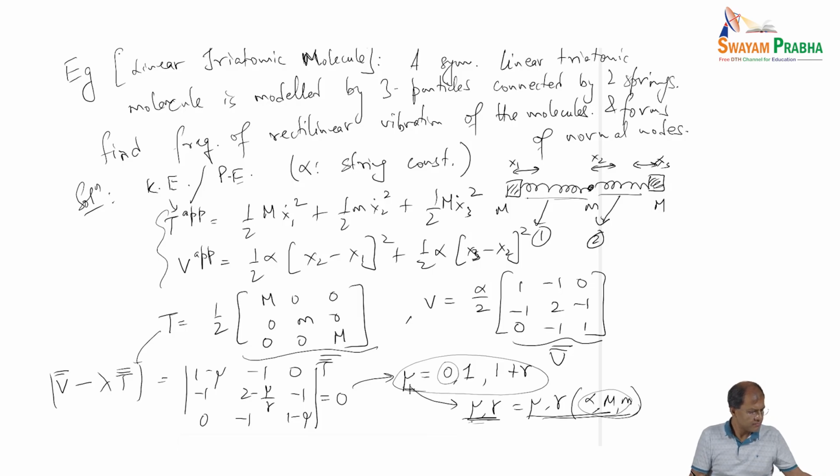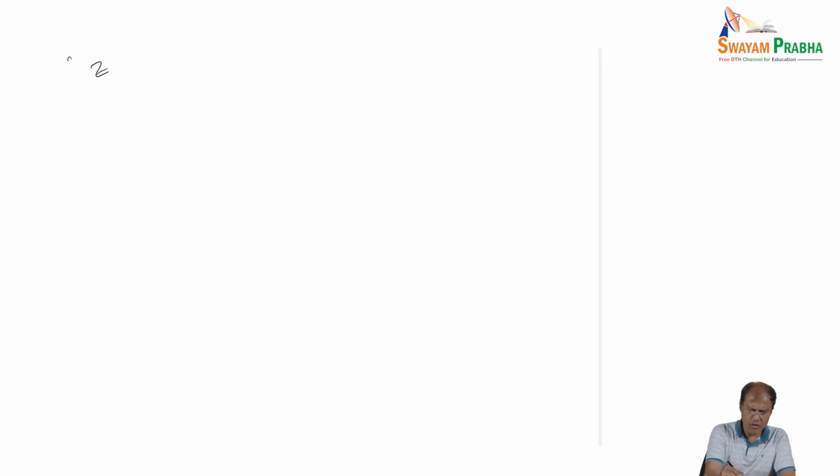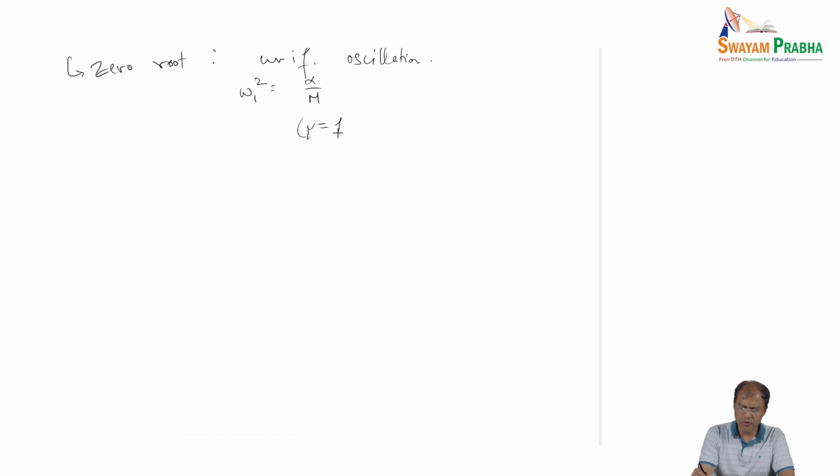Which means that the 0 eigenvalue is going to correspond to uniform oscillation, and the non-zero eigenvalues correspond to non-uniform oscillations. So what I just said is the zero root is corresponding to the uniform oscillation, right? And the other roots are given by omega 1 square is alpha by m. This corresponds to mu equal to 1.